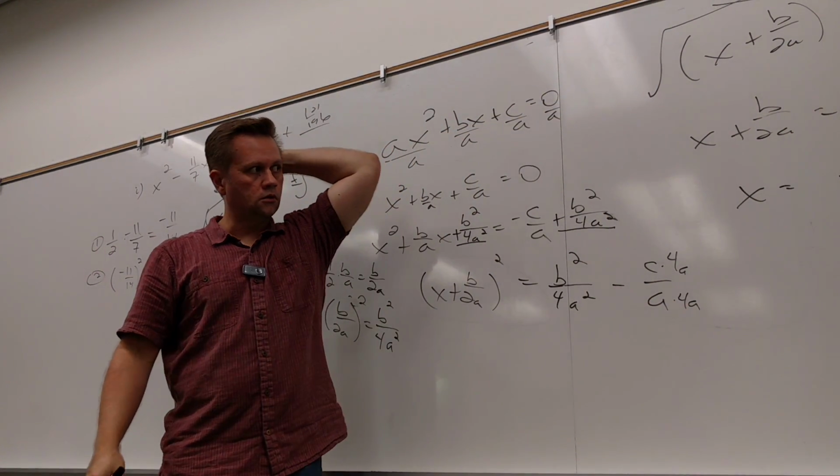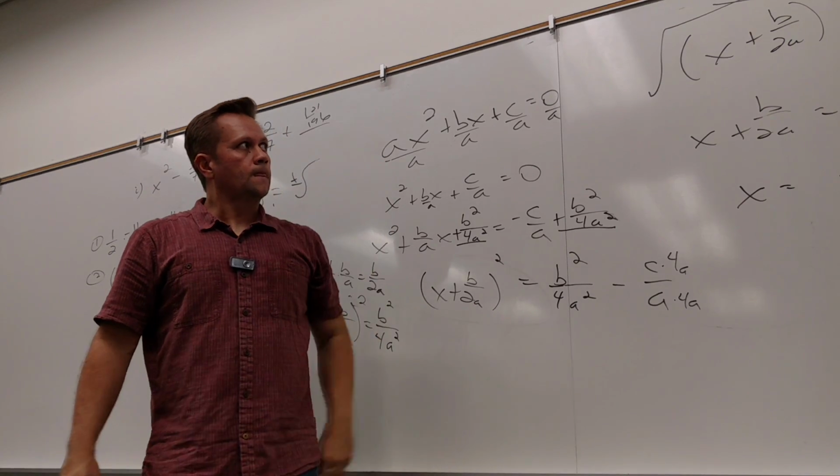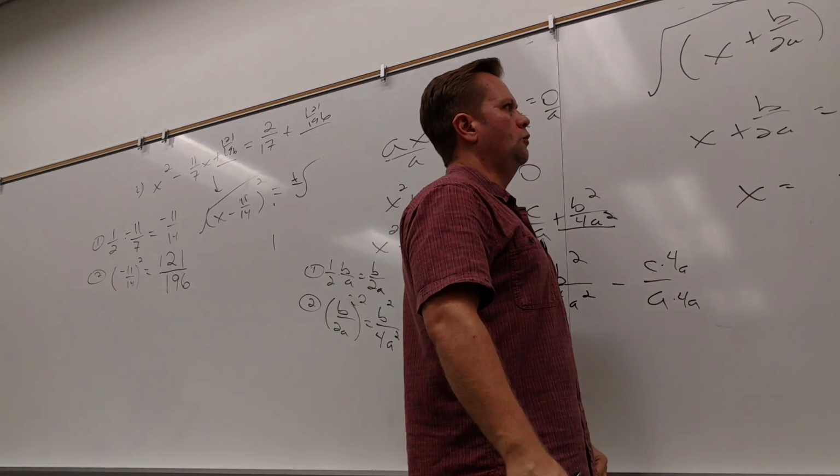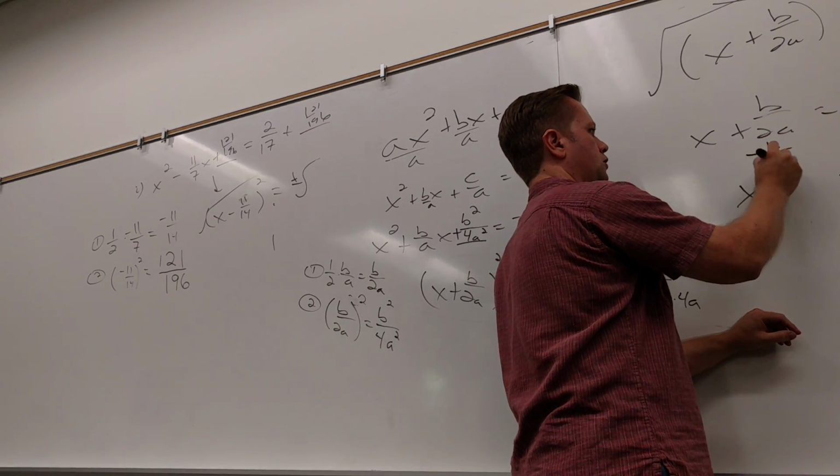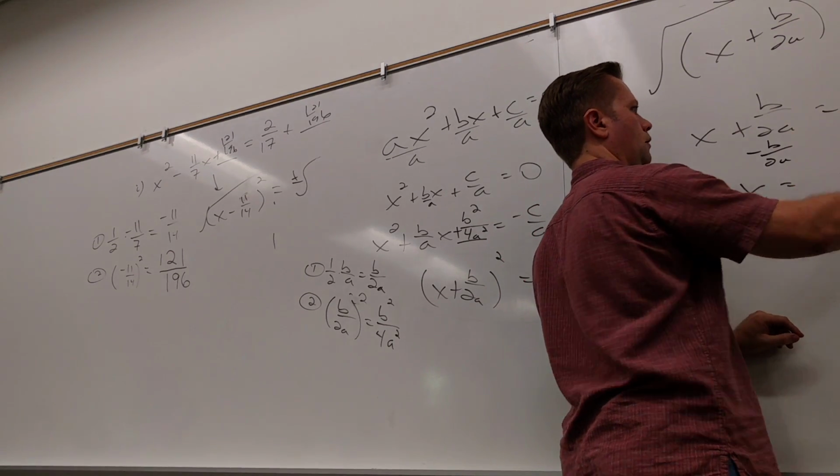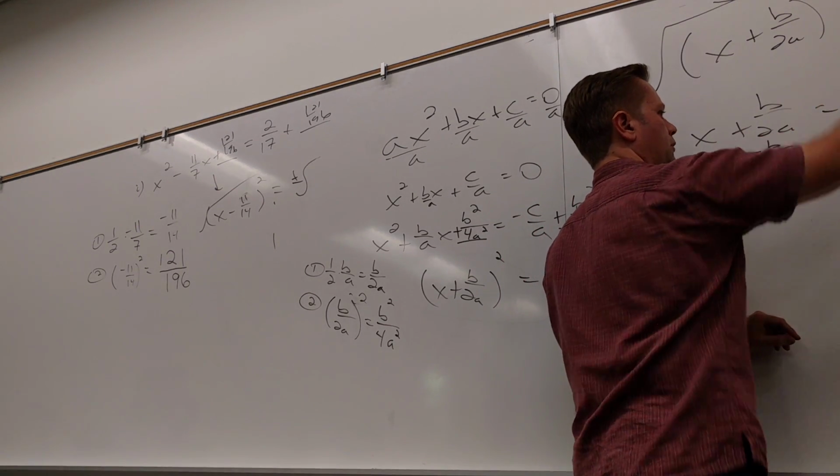How did you subtract the 2a without subtracting the b also? What are you talking about? So subtract b over 2a. Oh, okay. They have the same denominator, so negative b on the top of that.